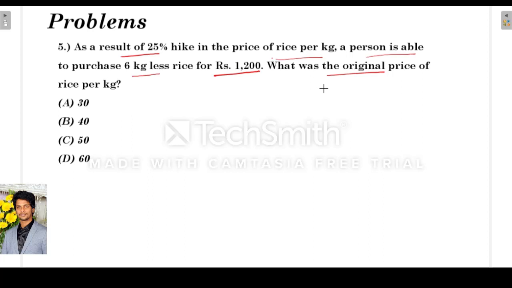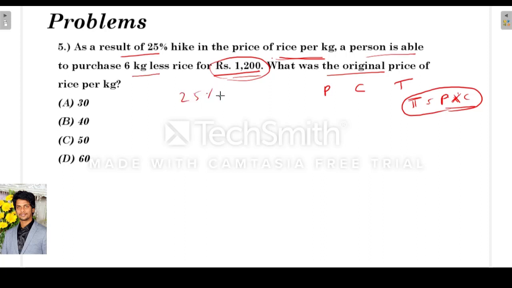See here, if we consider P as price per kg and C as consumption and T as total cost, then T will be equal to price per kg into consumption. This is the basic concept in this. So price per kg into consumption equal to total price. Okay. So now let us consider. Since they are talking about 25% hike, it involves 1/4, right? Ratio means 4 will be involved.